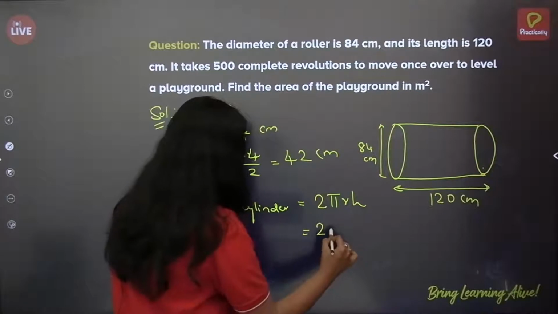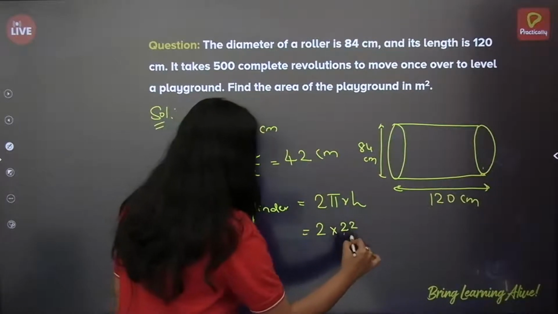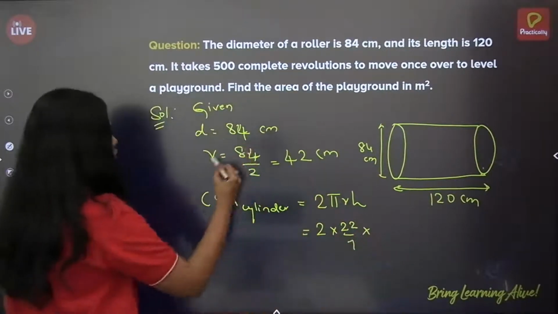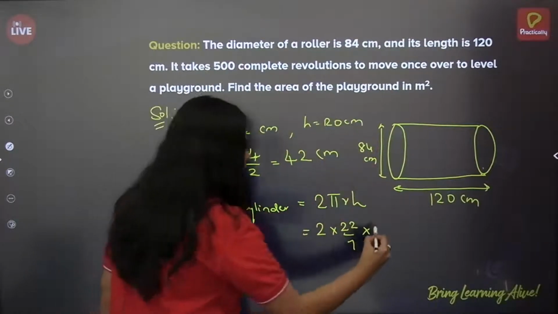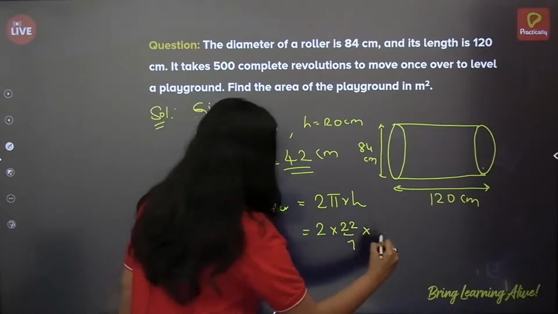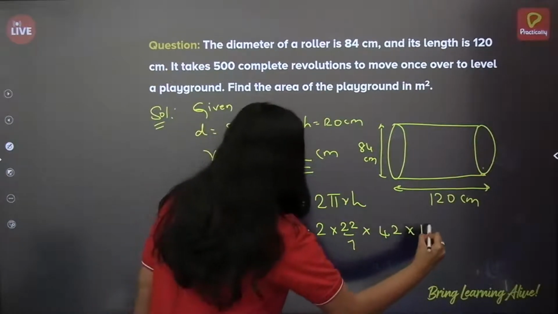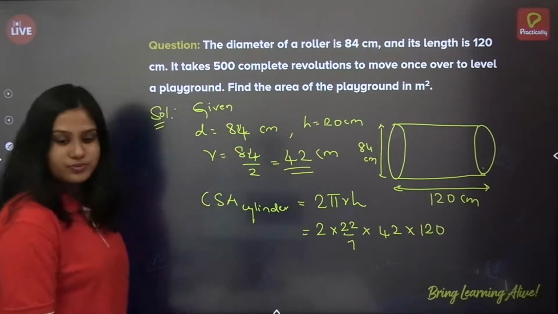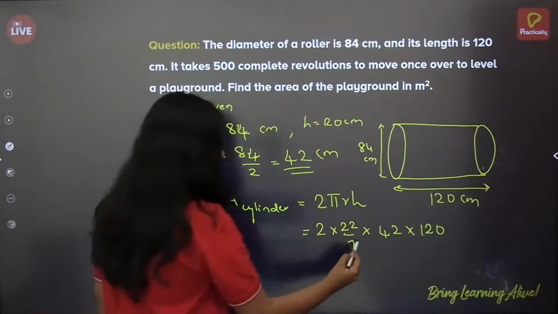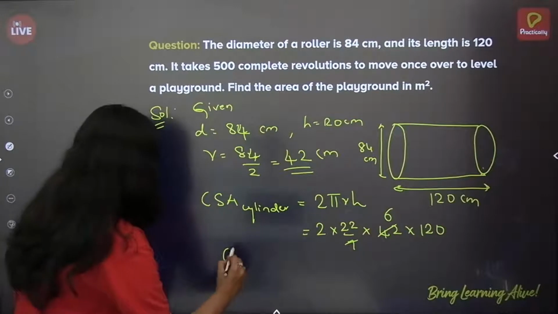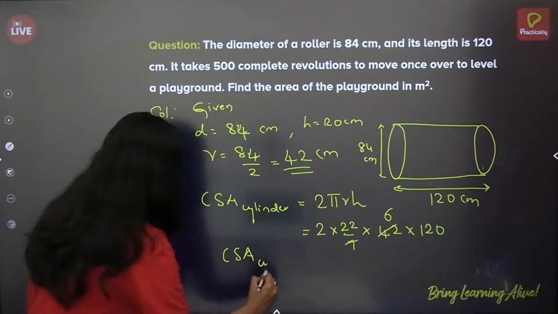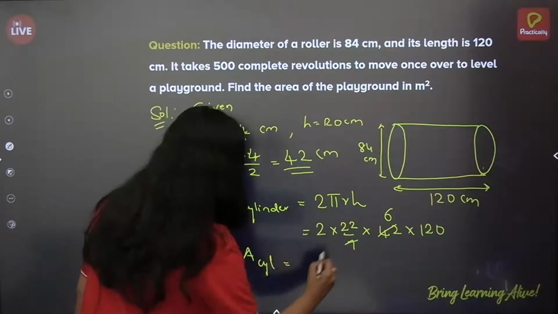Now substitute the values. 2 into 22 by 7 into, here h is also given, correct? So h equals 120 centimeters. Into, what is r? 42. 42 into 120, correct? So 7 times 6 is 42. So what is CSA of cylinder? CSA of cylinder is equal to 2 into 44.